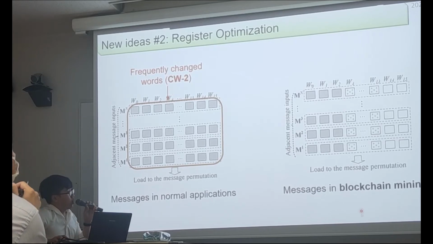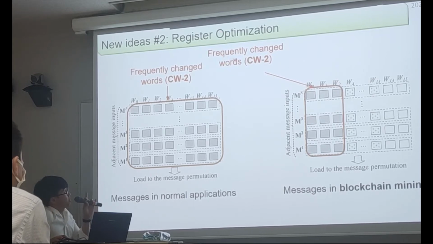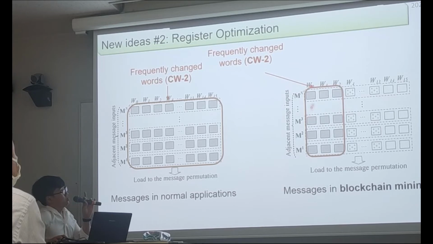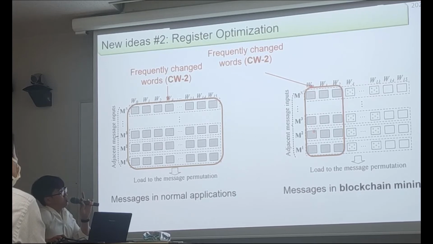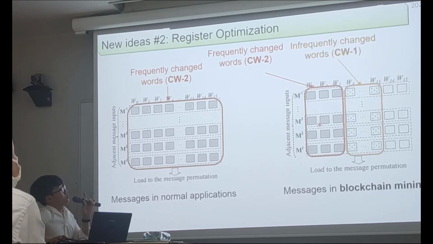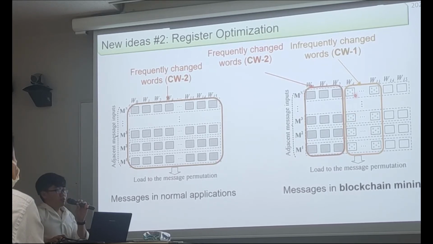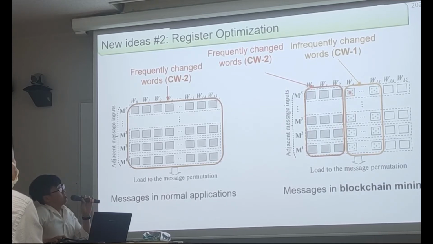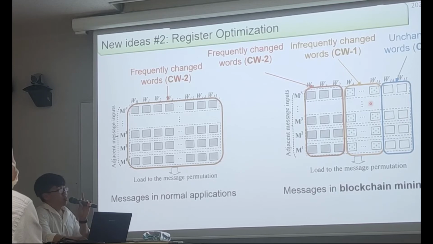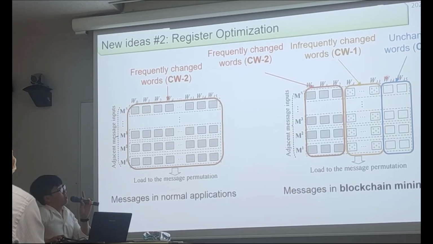But in blockchain mining, we know that they contain 3 groups. Group 1 is frequently changed words. Like for billions of messages, these words have to change continuously. Also, some words are infrequently changed words. For example, they might change once every 4 billion times. This is the reason it takes a lot of time to change the value of this word. And the final one is the unchanged words. This means that during the message input, they never change.